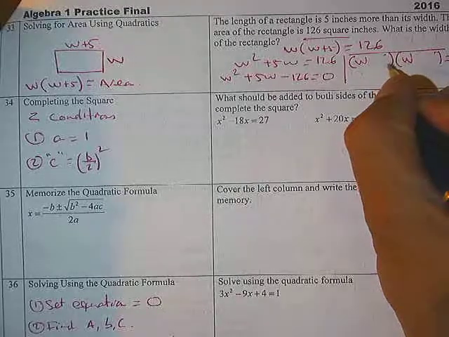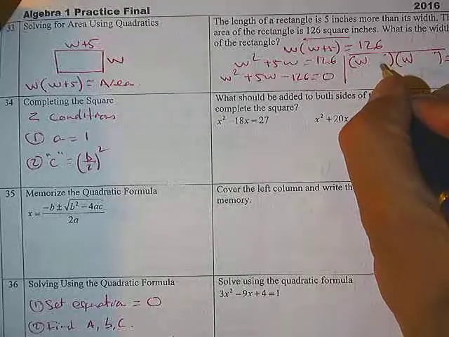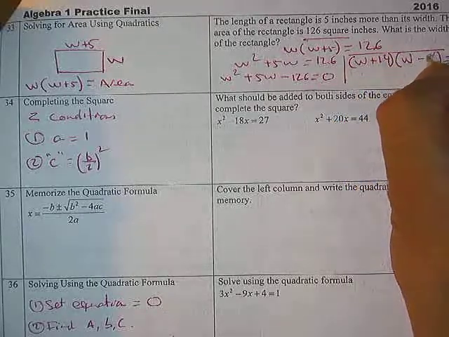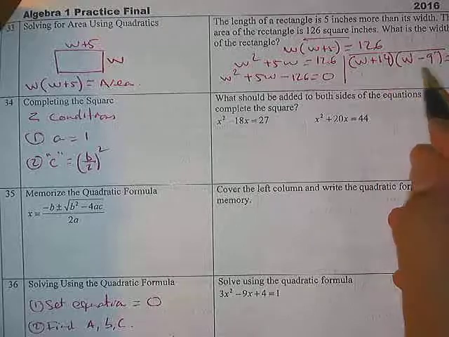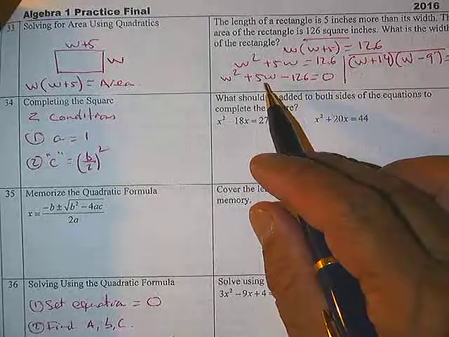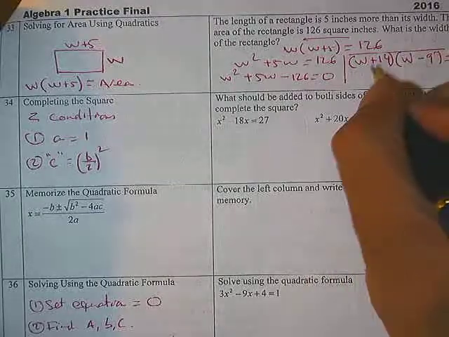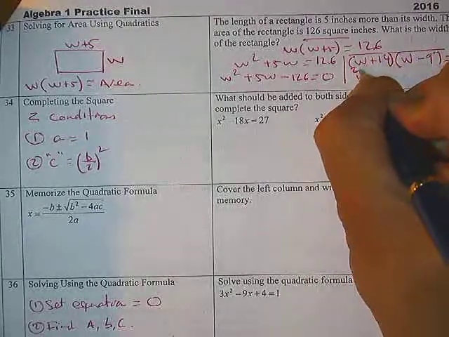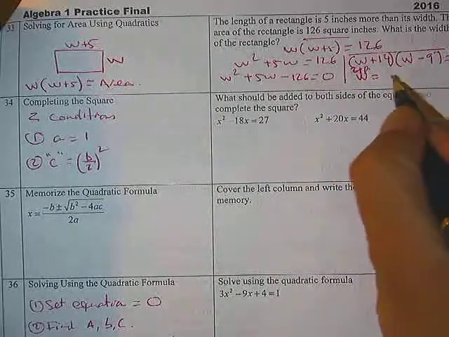So does it sound like I'm stalling? I might be stalling. I am not stalling. I know that the factors are going to be 14 and 9. Positive 14 and negative 9. 14 times negative 9 is negative 126. And if we add them up, we get 5.